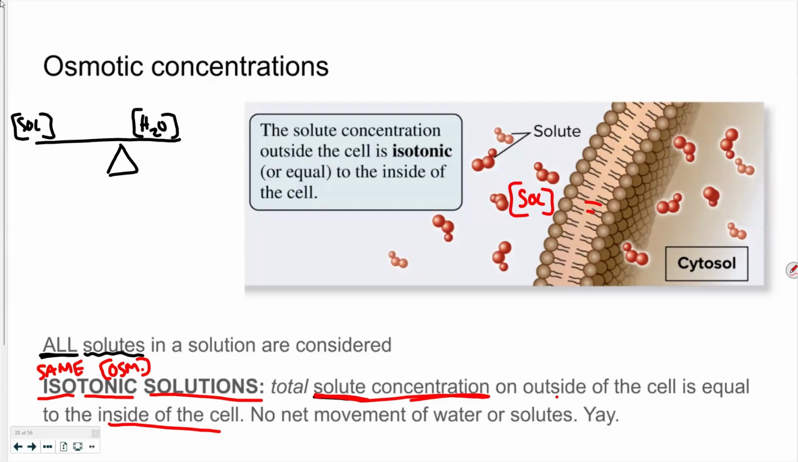Going to be equal whether we're on the inside or outside of the cell. It's isotonic. Okay, that one's easy. So what we're going to see is our water molecules are going to have equal amounts of movement into the cell and out of the cell. So there's no net movement. So the number of water molecules on the outside of the cell is going to stay the same. The number of water molecules on the inside is going to stay the same.